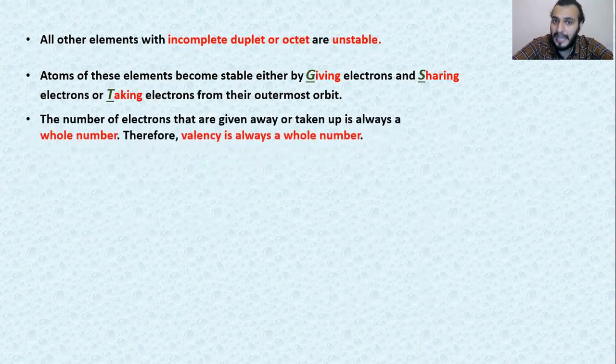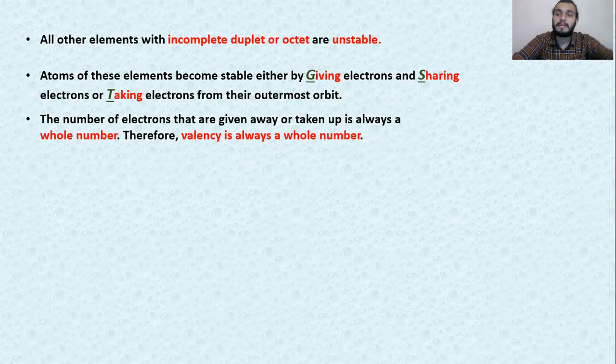Okay. And valency is always a whole number. And what is a whole number in maths? You might have studied. It starts from 0. So it is 0, 1, 2, 3, 4, and so on. So that is a whole number. And valency is also always a whole number.